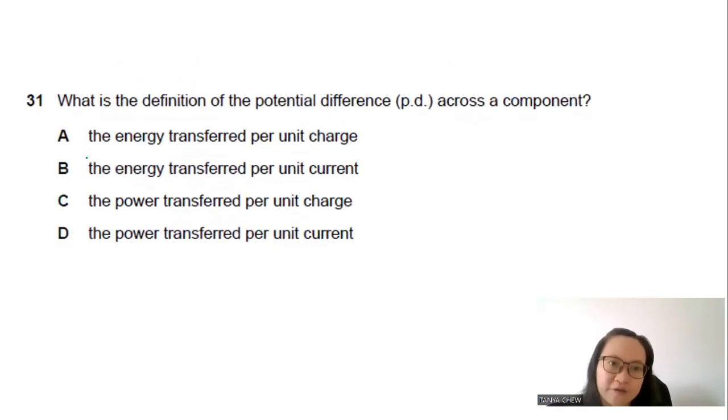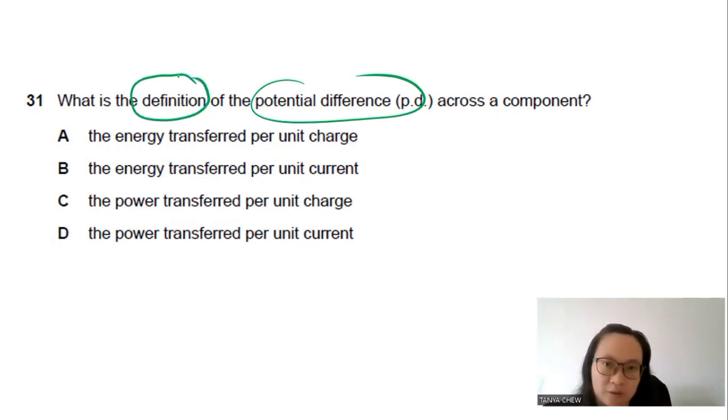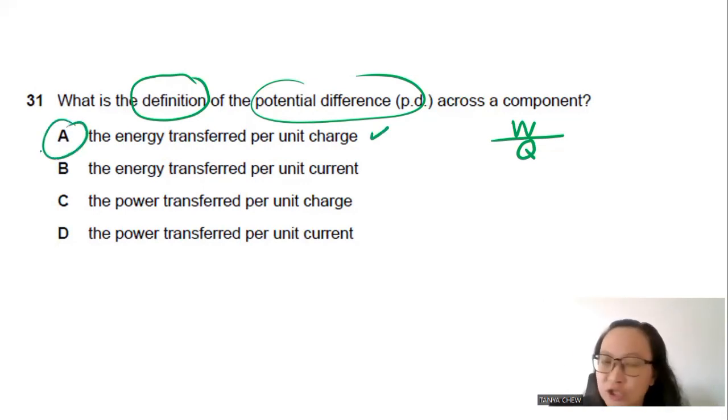Number 31, what is the definition of potential difference? Can you see they ask you about definition, right? Across a component. So the definition of potential difference is work done per unit charge. So the energy transfer per unit charge, that is the correct definition. Work is equivalent to energy. Energy is ability to do work, remember?